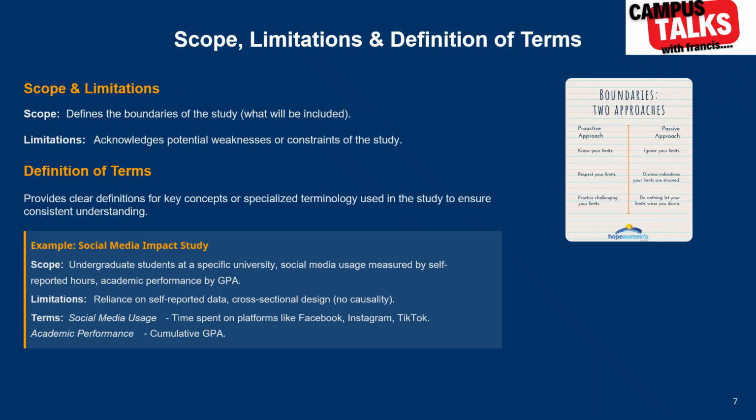So, scope, limitation, and definition of terms. For the scope, this defines the boundaries of the study. Now, when you're developing a proposal, let me also explain this. The first thing your supervisor is going to ask you to do is to give him your chapter 1 to 3. That's what we call your research proposal. It is what you are proposing to do in this research.